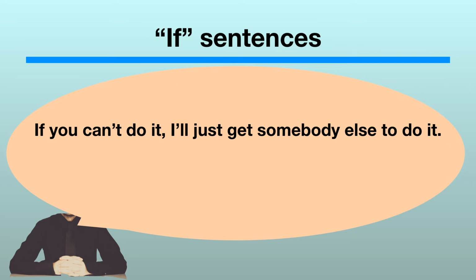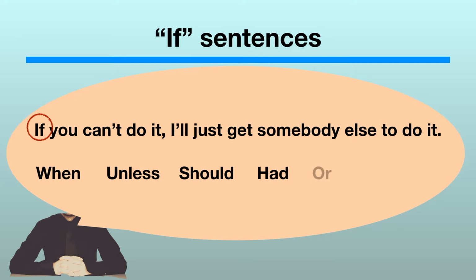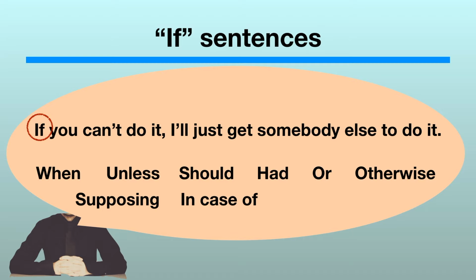The last sentence she said, which began with the conjunction if, is a conditional sentence. Besides if, you may also see other words including when, unless, should, had, or, otherwise, supposing, in case of, as long as, and so on. But most of them are usually restricted to particular circumstances, which I will go into detail in my next videos.